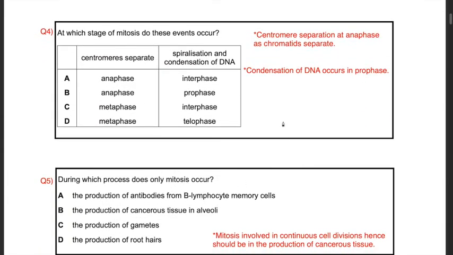Question 4. At which stage of mitosis do these events occur? The 2 columns given are centromeres separate, spiralization and condensation of DNA. Centromere separation occurs at anaphase, as anaphase is concerned with chromatid separation. And condensation of DNA obviously occurs in prophase. Therefore, the answer is B. Centromeres separate at anaphase, spiralization and condensation of DNA at prophase.